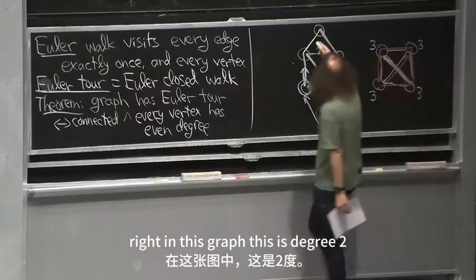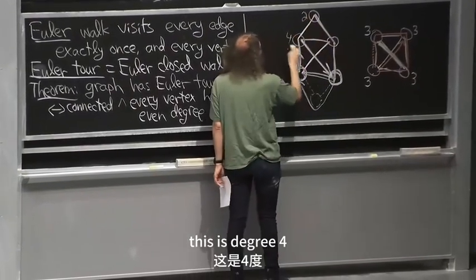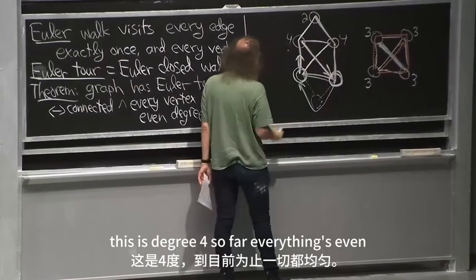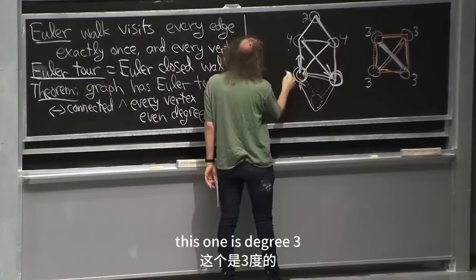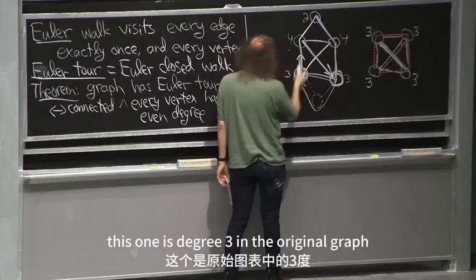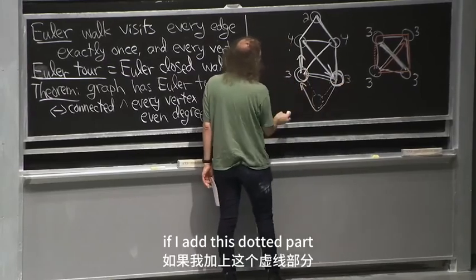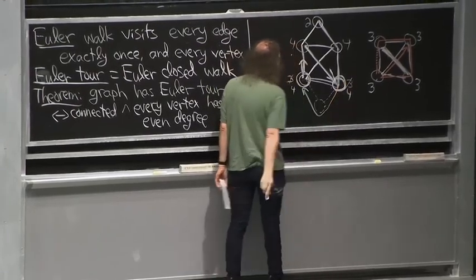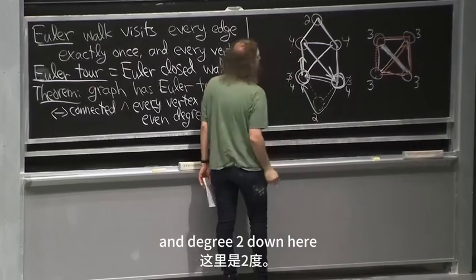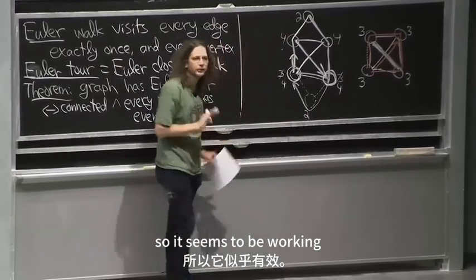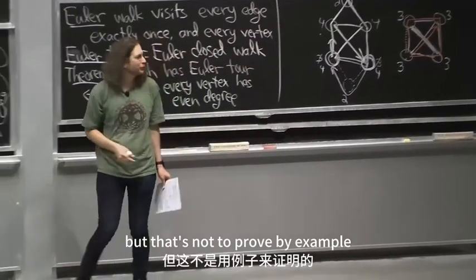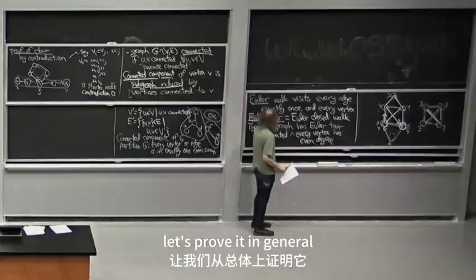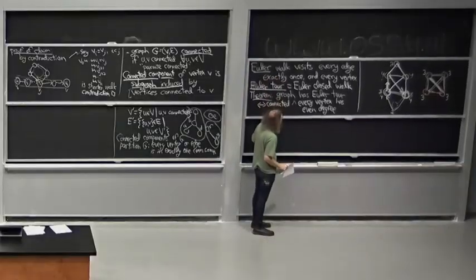Right? In this graph, this is degree 2, this is degree 4, this is degree 4. So far, everything's even. This one is degree 3. This one is degree 3 in the original graph. If I add this dotted part, then I convert this into degree 4 and degree 4 and degree 2 down here. And so then all the vertices have even degree. So it seems to be working. But let's not do a proof by example. Let's prove it in general.